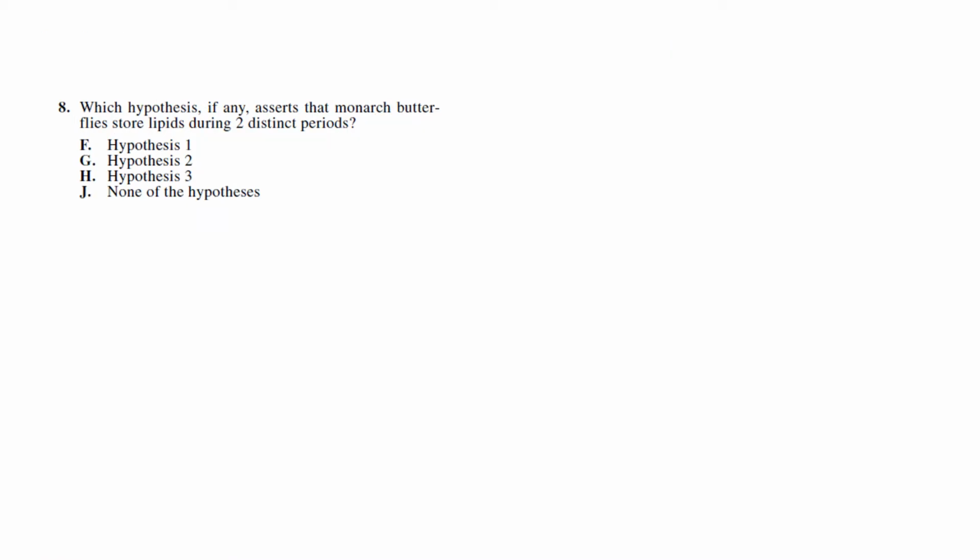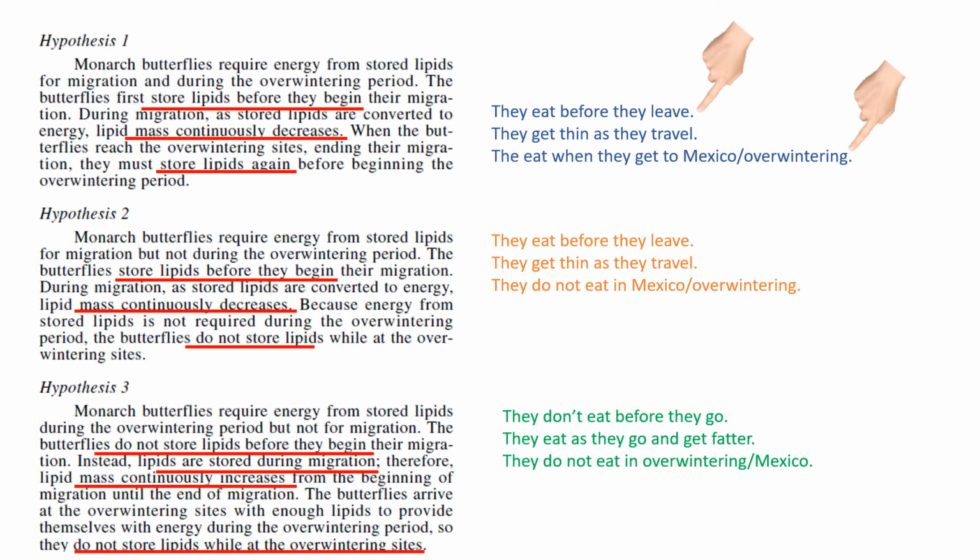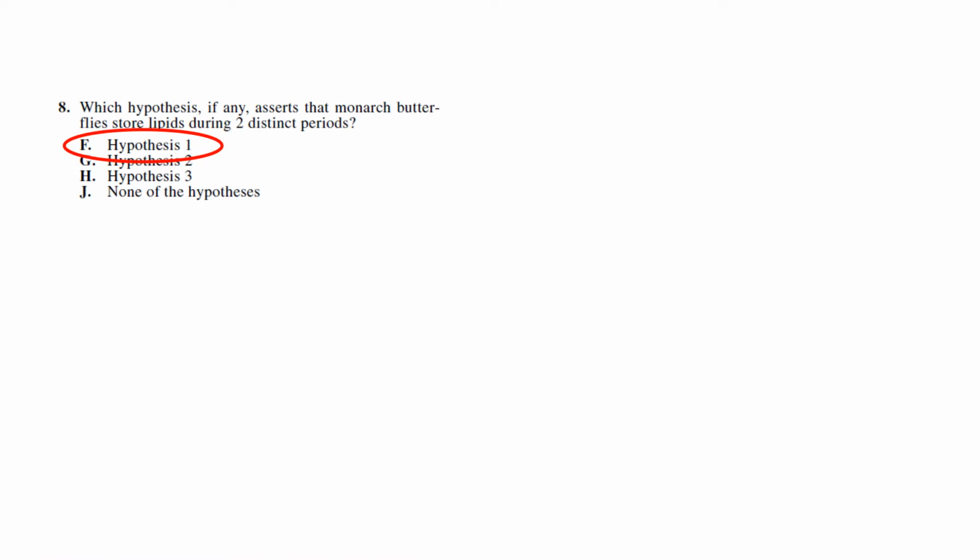Which hypothesis, if any, asserts that monarch butterflies stored lipids during two distinct periods? So we look back and we say in hypothesis 1, they eat before they leave and they eat when they get to Mexico. So it has to be hypothesis 1.